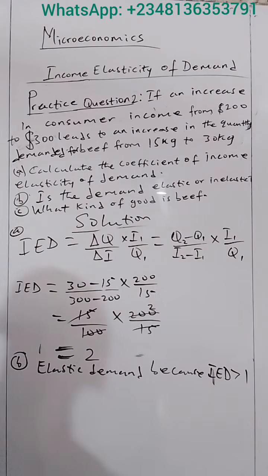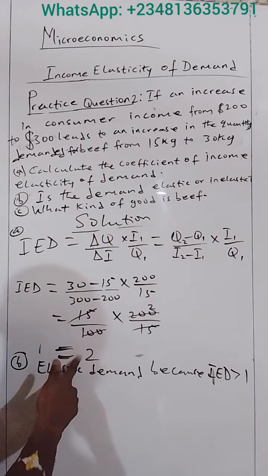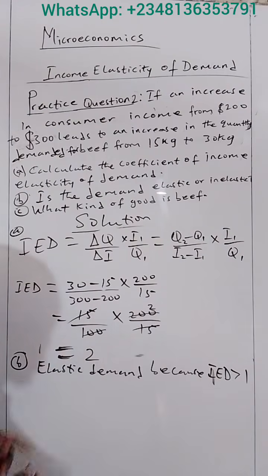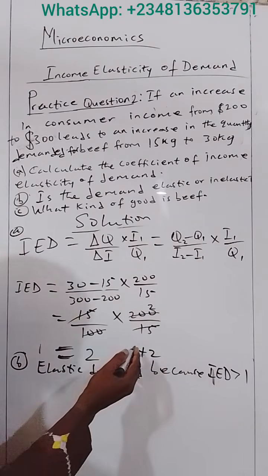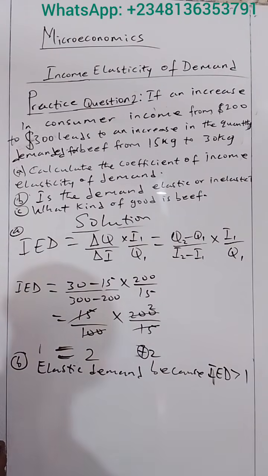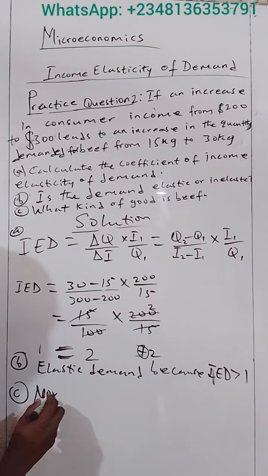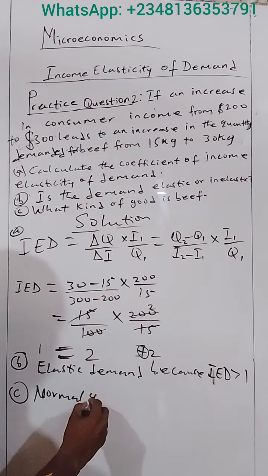The last question says, what kind of good is beef? How do you know the kind of good? We look at the sign of the coefficient. You can see we have 2 here. This 2 can be rewritten as just plus 2, because there is an invisible plus here. If the sign of the coefficient of income elasticity of demand is plus, the good in question is a normal good. But if the sign is negative, that is minus, the good in question is an inferior good. So in this case, the sign is plus. So we are dealing with a normal good. So beef is a normal good.